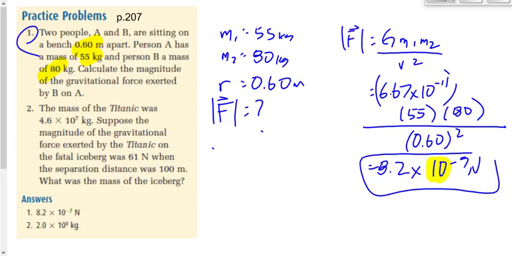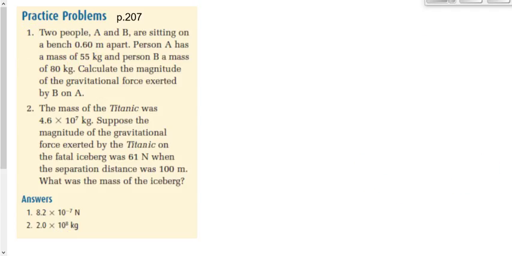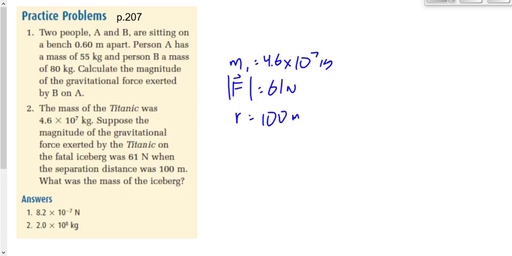Okay, let's look at number 2. The mass of the Titanic was 4.6 times 10 to the 7. Here's the force of gravity. What's the mass of the iceberg? You see this pretty big here, which we would expect to have that big of a force of gravity. We're going to say M1 is 4.6 times 10 to the 7. We're going to say the force is 61 newtons. We're going to say R is 100 meters. And we're going to solve for M2 here.